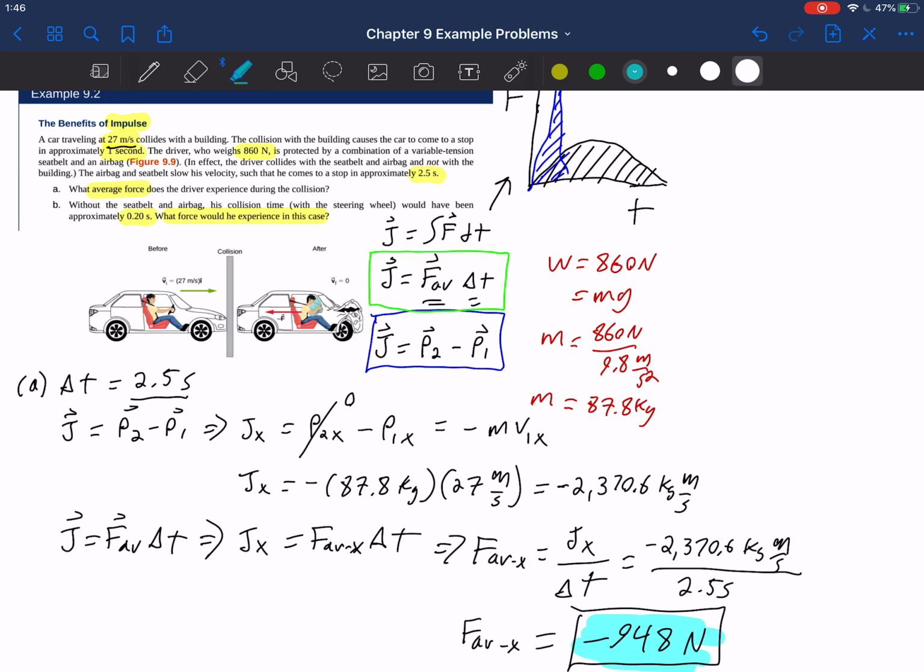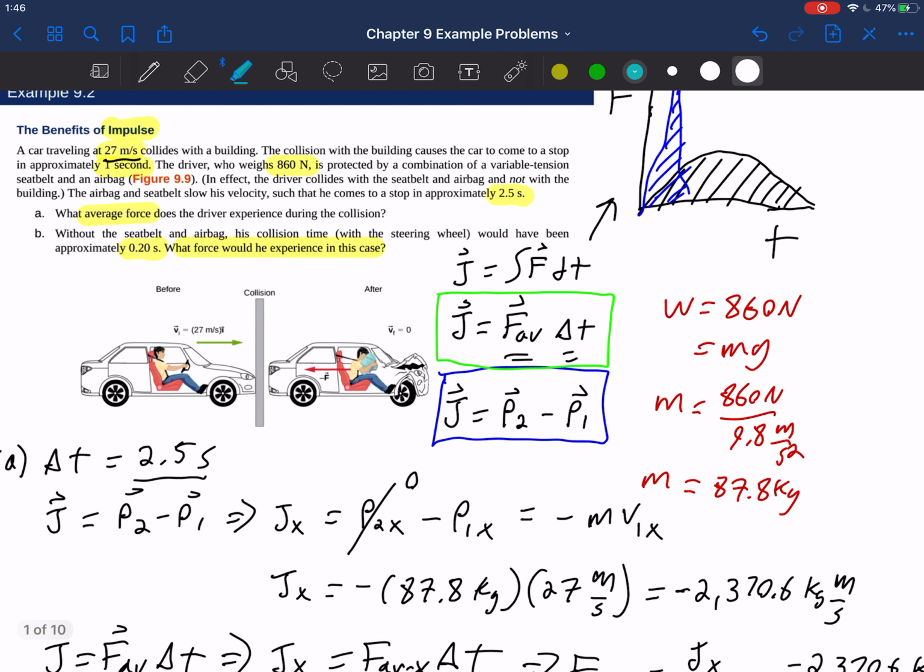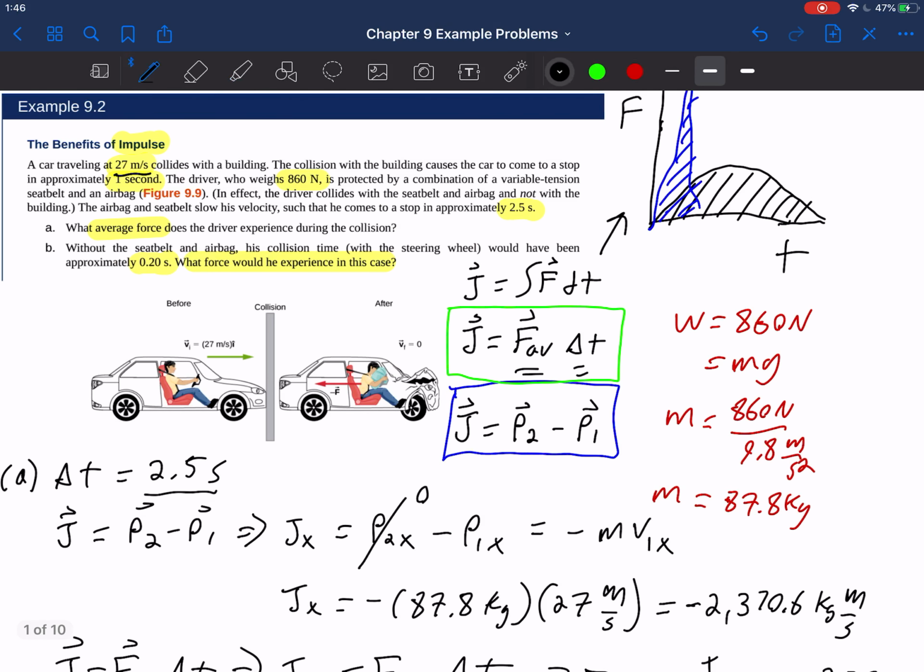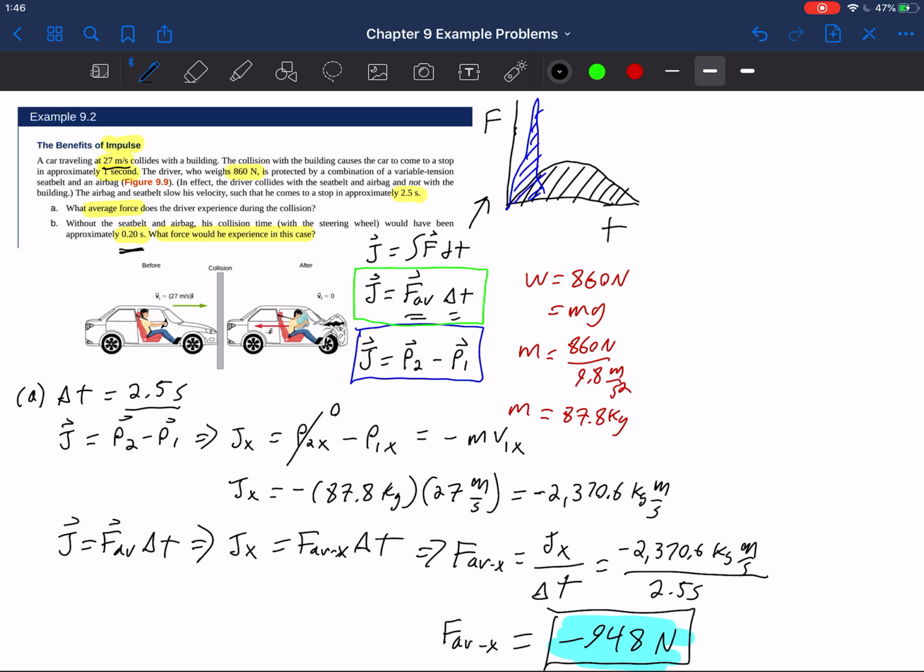In part B, we're now going to solve the same problem without seatbelts. So the collision is going to occur much faster. It's now going to occur over 0.2 seconds. That's how long it's going to take for this person to go from moving 27 meters per second to being stopped. Okay, so to solve that in part B, I can use exactly the same formula we just derived. And the impulse is exactly the same because the momentum change is exactly the same. They're still going from 27 meters per second to 0. And so the only thing that changes is our denominator here.